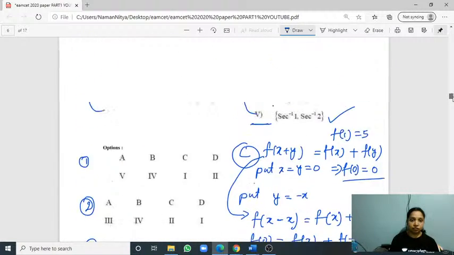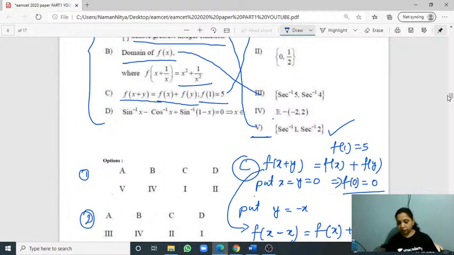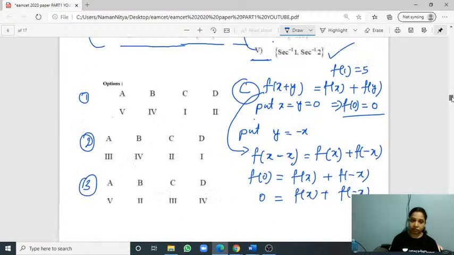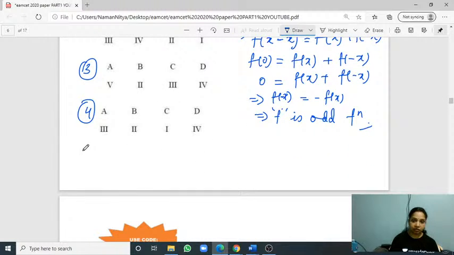Okay. Now the fourth one also we are supposed to solve. So what is the fourth one? It is sine inverse x minus cos inverse x plus sine inverse 1 minus x equal to 0. Then x belongs to, we are supposed to calculate. See, all these questions are actually very big ones. I am just solving now the D part.